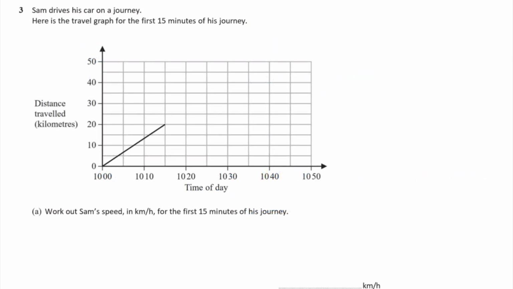Question 3. Sam drives his car on a journey. Here is the travel graph for the first 15 minutes of his journey. Okay, we've got a little stumpy graph here. Work out Sam's speed in kilometers per hour for the first 15 minutes of his journey.